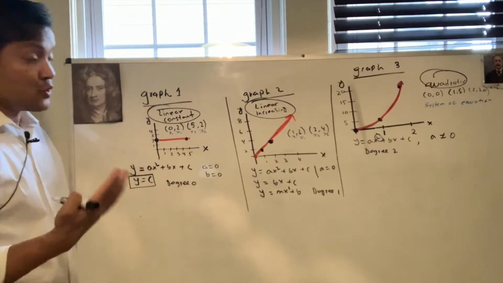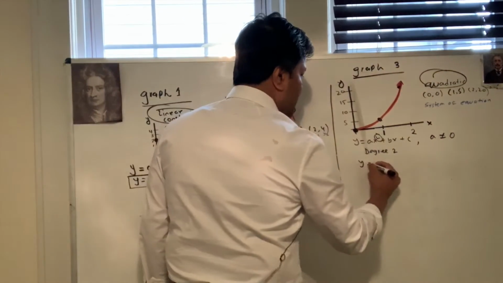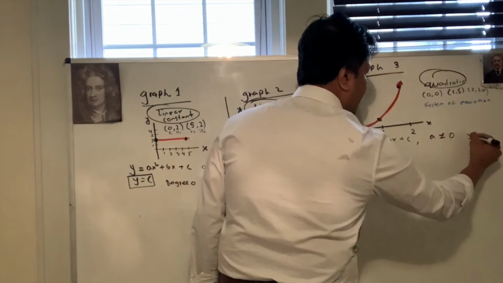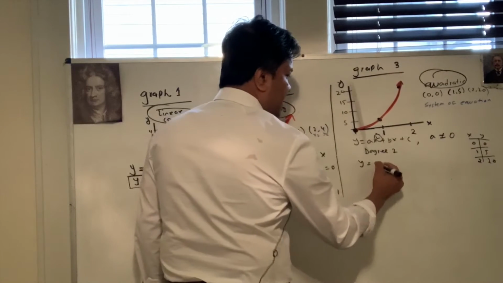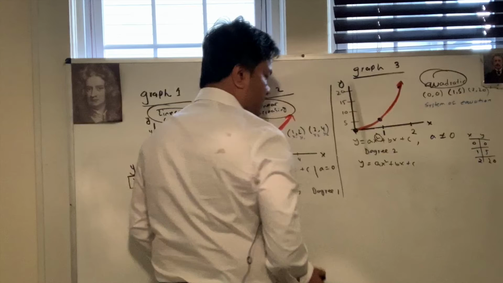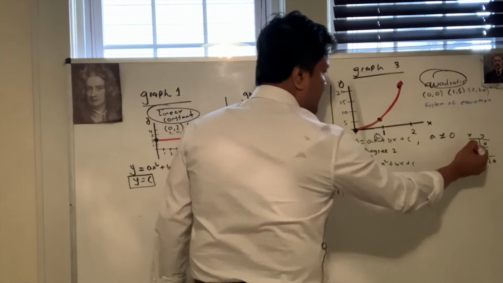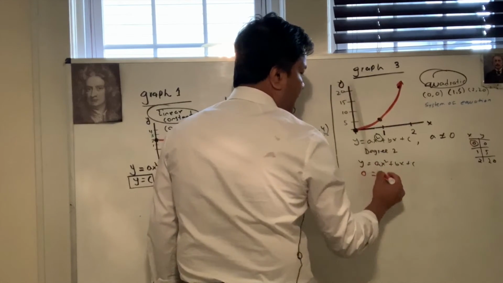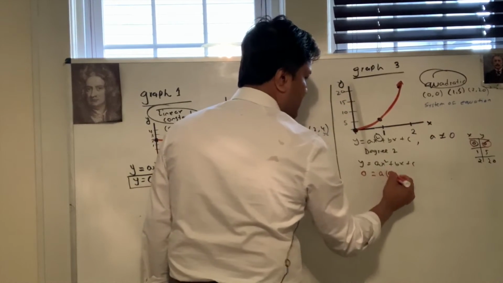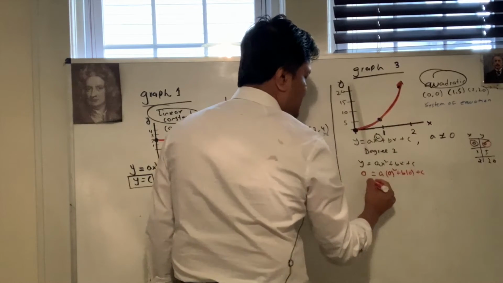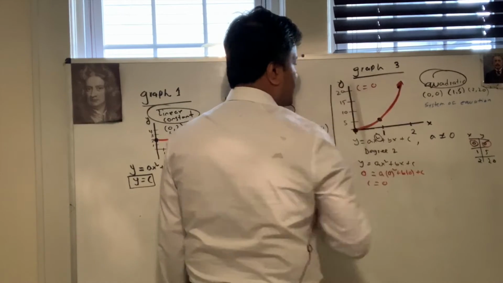Now let's use 3 points to find the equation for the quadratic. I have the points x and y: (0, 0), (1, 5), (2, 20). So y is ax squared plus bx plus c. All right, so now, what is our y? y is 0, and x is also 0. So c is equal to 0. All right, so we know one value, c is equal to 0.